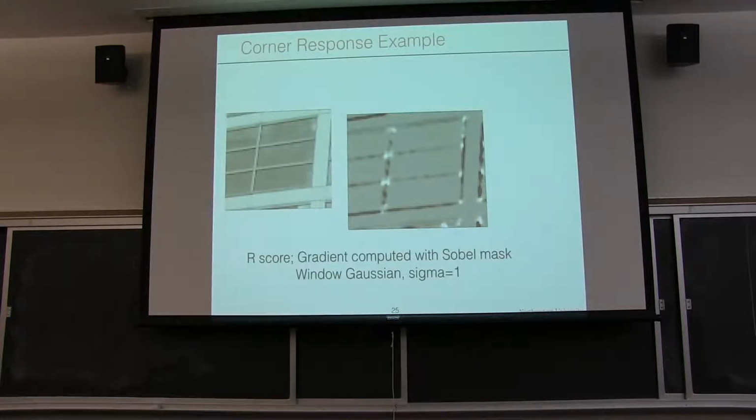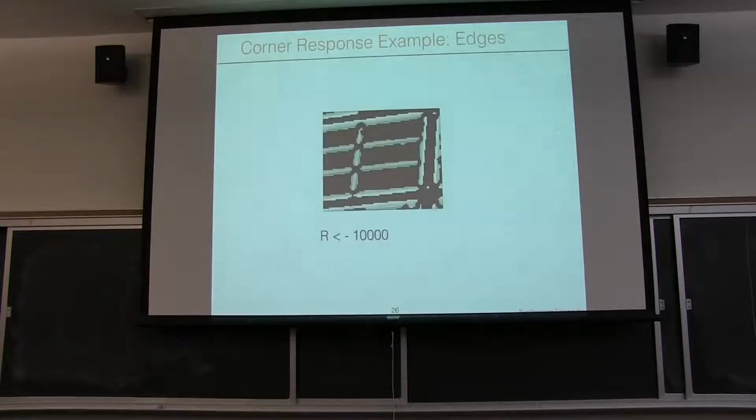So here's an example. We're going to have a live demo in 1 minute, okay, where this was applied to this image. This is an image of some windows, and there are nice corners here, okay. So what you see over here is the result of the R score, okay, which was computed using a Sobel mask and a window Gaussian with sigma equal 1, okay. So you see that there are bright spots where the corners happen to be, okay.